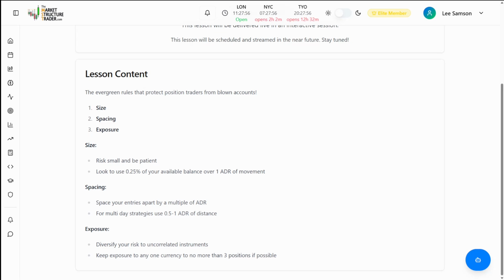In this lesson, we're going to look at the 3 key rules of position trading. Most traders blow their accounts not because they're picking the wrong direction, but because they break one of these 3 simple rules. Today, I'm going to show you the 3 evergreen rules that protect position traders from blown accounts. They're not complicated, they're not sexy, but they're the difference between surviving the market and becoming another statistic. So let's dive in and have a look.